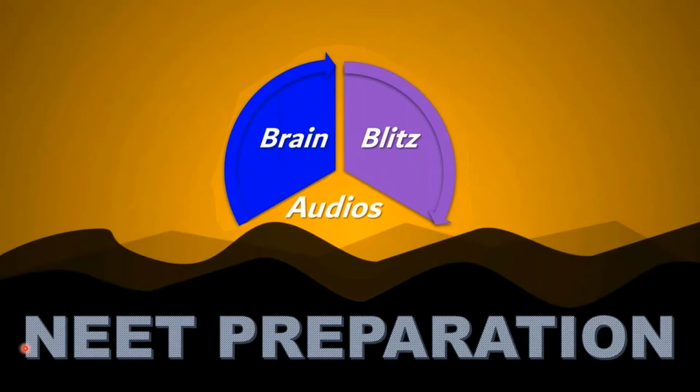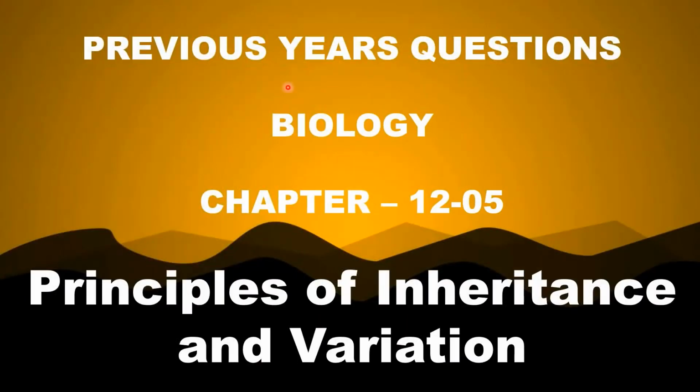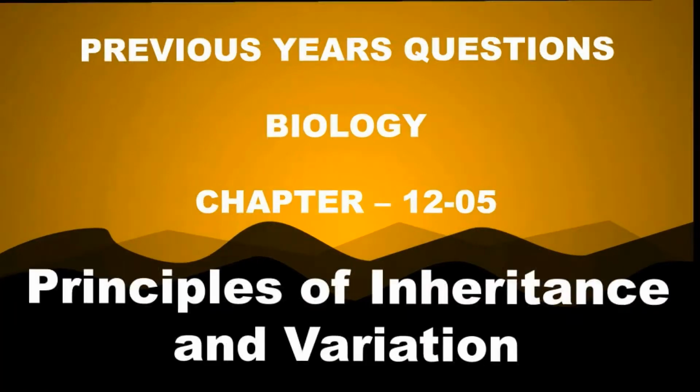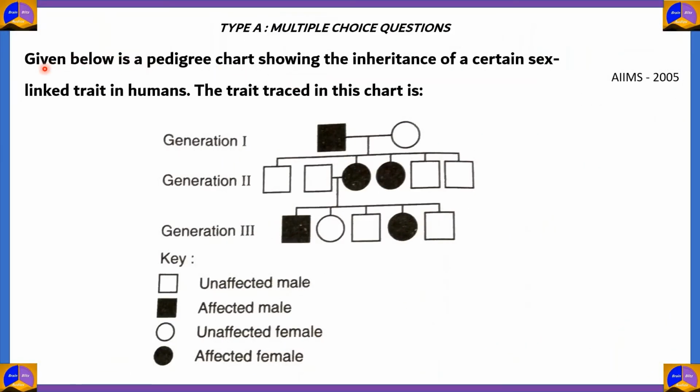In this episode of NEET preparation, we'll be looking at previous year questions of biology in medical entrance examinations in India. The chapter that we're dealing with is the 5th chapter in the grade 12 syllabus for CBSE. The name of the chapter is Principles of Inheritance and Variation. Let's jump ahead into our first question.